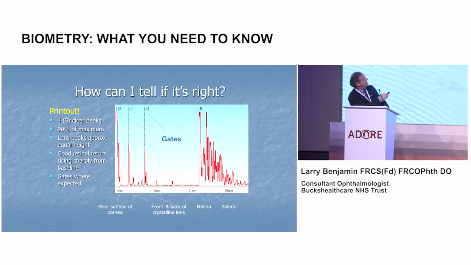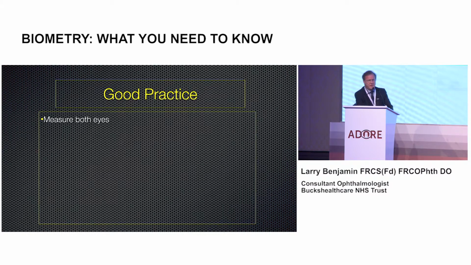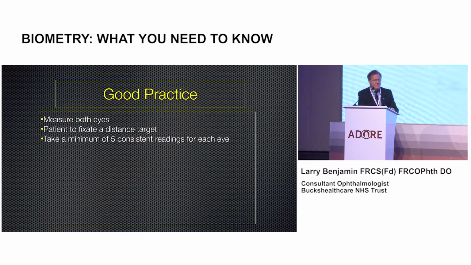How can you tell it's right? Well, these are all the things that look good in a good scan. 4 or 5 clear peaks, lens peaks are approximately equal heights. You get a good retinal return which rises sharply from the baseline, and the gates are where you expect them to be. So it's always good practice to measure both eyes, make sure the patient has a fixation target to look at, take a minimum of 5 readings, always review the scans and delete the ones that are way out.